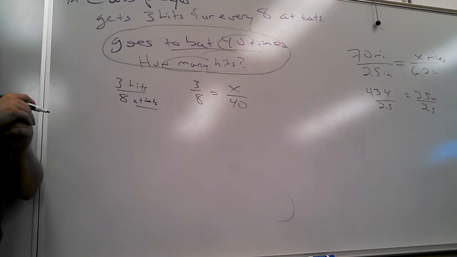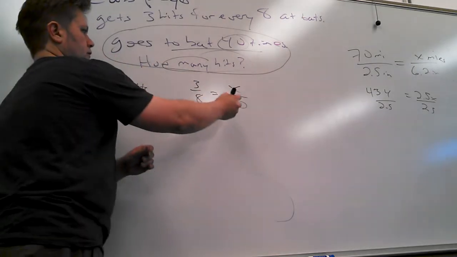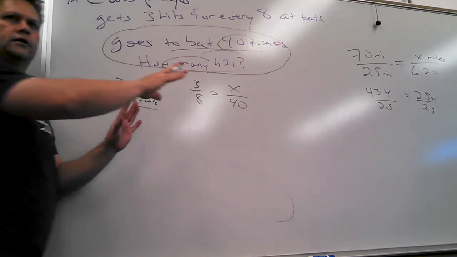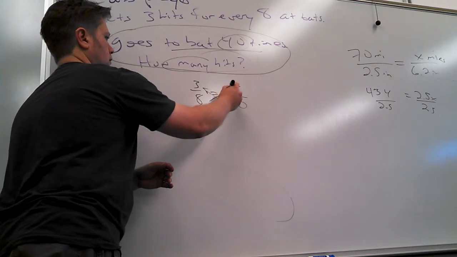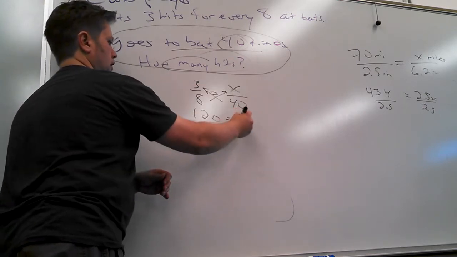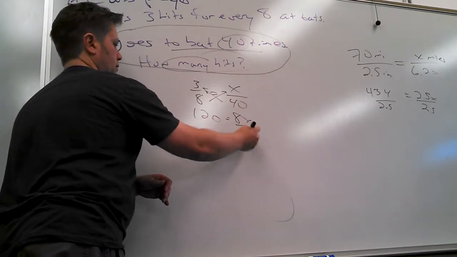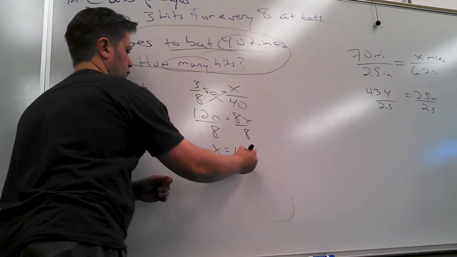Cross multiply. Some of you guys might notice there's a shortcut on this one, but let's just do it by the book. So how are we doing so far? Is that cool? 40 by 3 is 120. Good. 120 equals 8x, divided by 8, we get 15. 15 what?